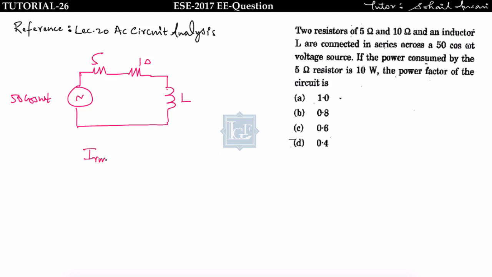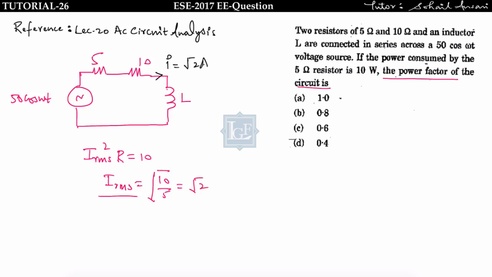What is the power? Power is equal to IRMS square into R, that is equal to 10. Here R is equal to 5. So IRMS is equal to under root of 10 by 5, that is equal to root 2. Now I get the IRMS current, that is equal to root 2 ampere. Let us take the combination of the resistances, the voltage drop across the whole resistance is VR, and the voltage drop across the inductor will be VL. Then VR is equal to IRMS into total resistance, that is 15. So this will be 15 root 2.